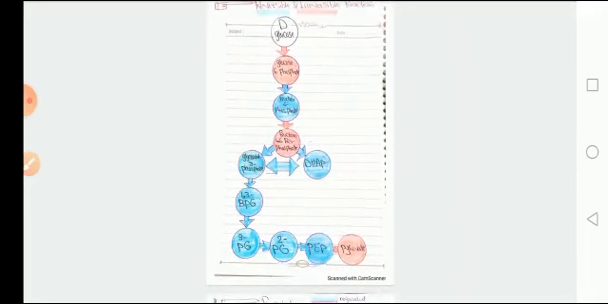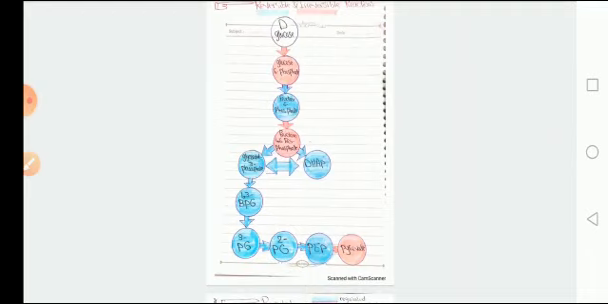Phosphorylation of glucose to glucose 6-phosphate is irreversible. Phosphorylation of fructose 6-phosphate to fructose 1,6-bisphosphate is irreversible. And finally, PEP conversion to pyruvate is irreversible. Now, I need to regulate these 3 irreversible reactions. Why? Because if any mistake is done, I will not be able to go into the opposite direction.